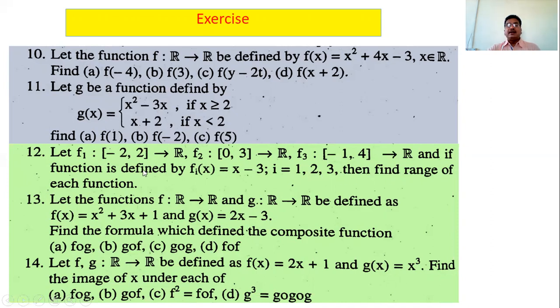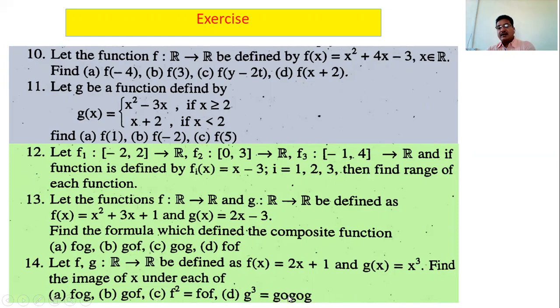Then again, the range of the function, an example on the range of the function. This is to find a composition, a formula to define composition. These examples are important as far as the exam is concerned. Find the formula for g circle f and f circle g. Here are also examples. What is g circle g? g circle g of x is equal to g of g of x.